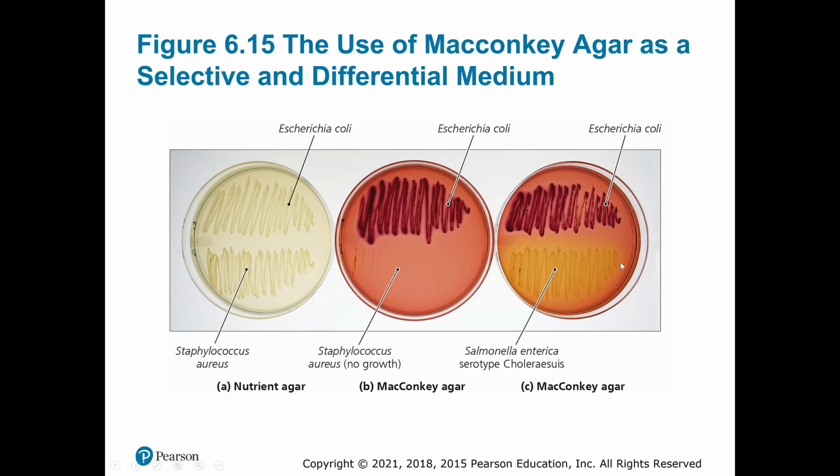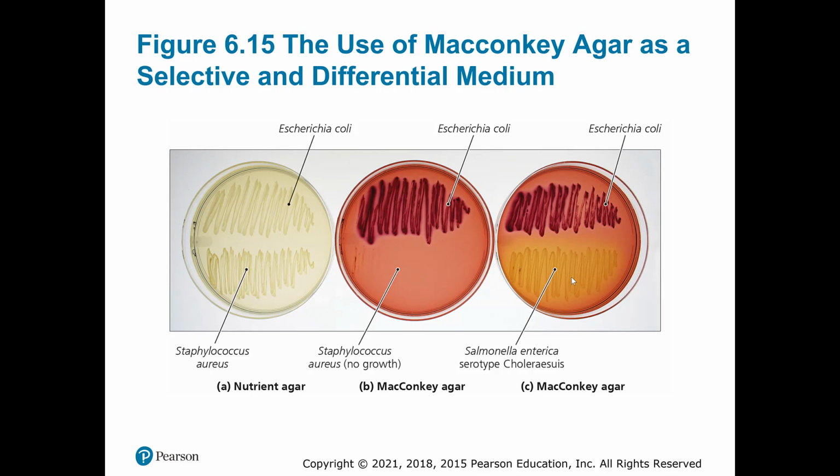The image on the right illustrates the differential property of E. coli. So in this image, E. coli and Salmonella are both streaked on MacConkey agar. Both of them grow, so both of them are gram-negative, and they are.